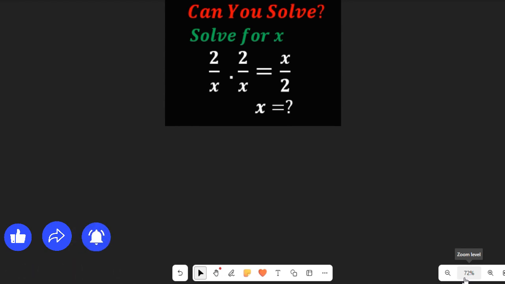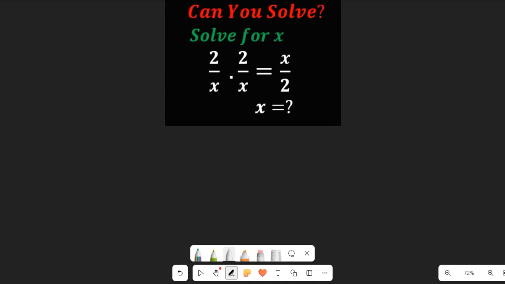Now, looking at this expression, you can see that the left-hand side can easily be multiplied, right? If we multiply the left-hand side, 2 times 2 will give us 4, divided by x times x, which gives x squared, right? And this will be equal to x divided by 2.